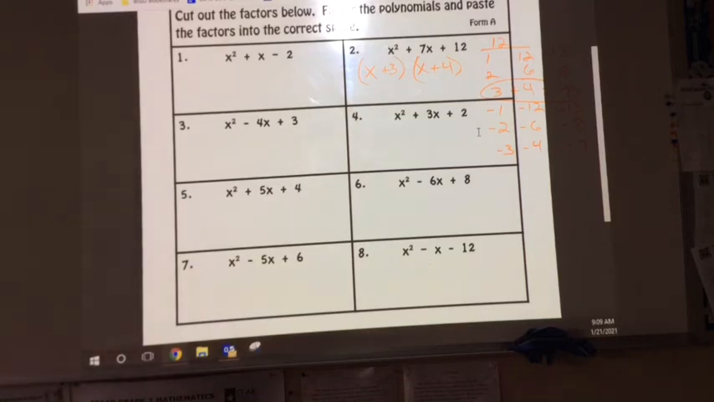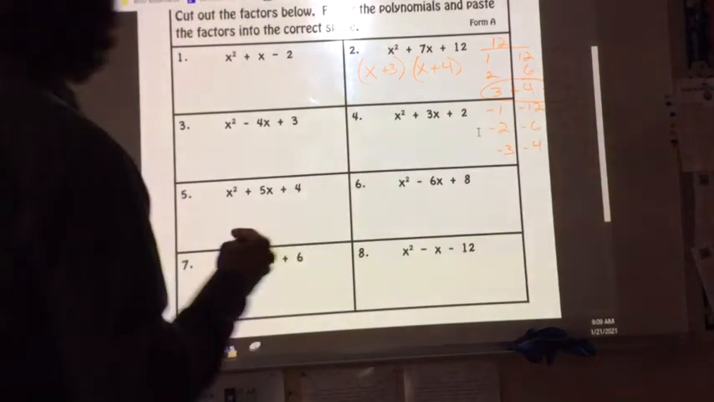Again, just try it. You've got nothing to lose. We're just practicing learning these steps here. Literally have nothing to lose here.